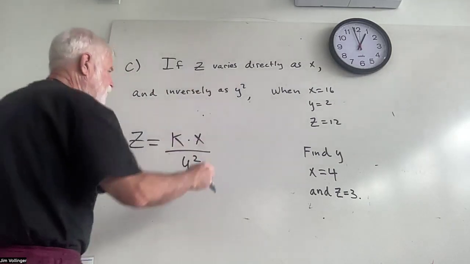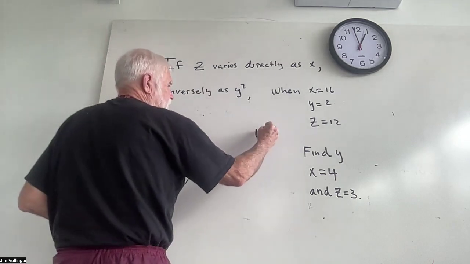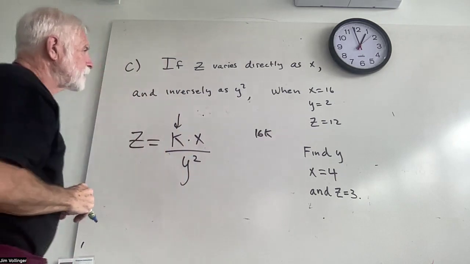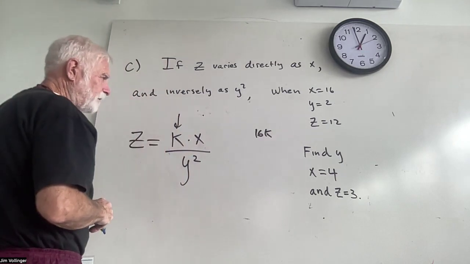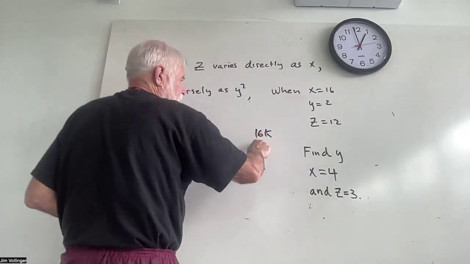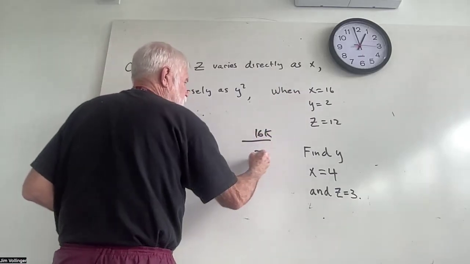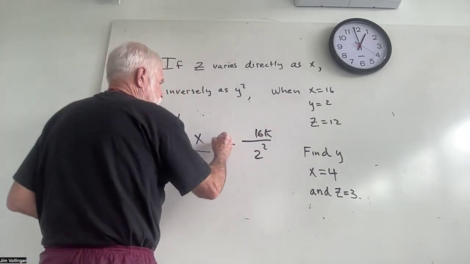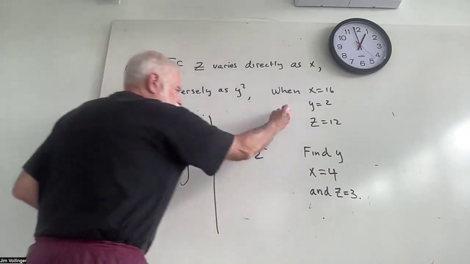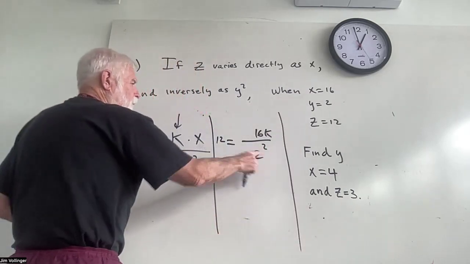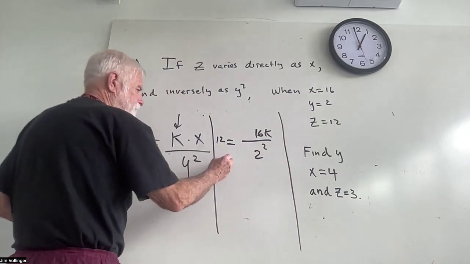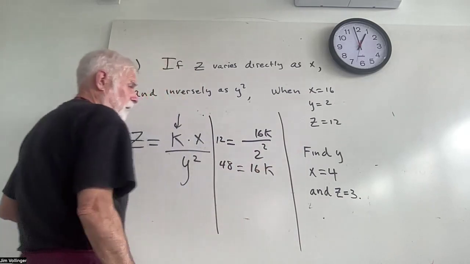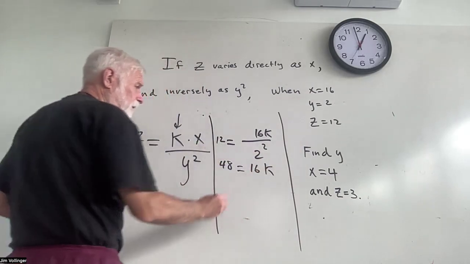So I got a 16 for X, so I got 16K. I'm going to solve for the constant K, K-A-T, cat, of proportionality. So I'm substituting 16 for X. I'm substituting 2 squared for Y squared, and that's going to equal 12. Let's divide that so we can see where we're working. So 4 times 12 is 48, equals 16 times K. Division becomes multiplication, and so it looks like K is 3.